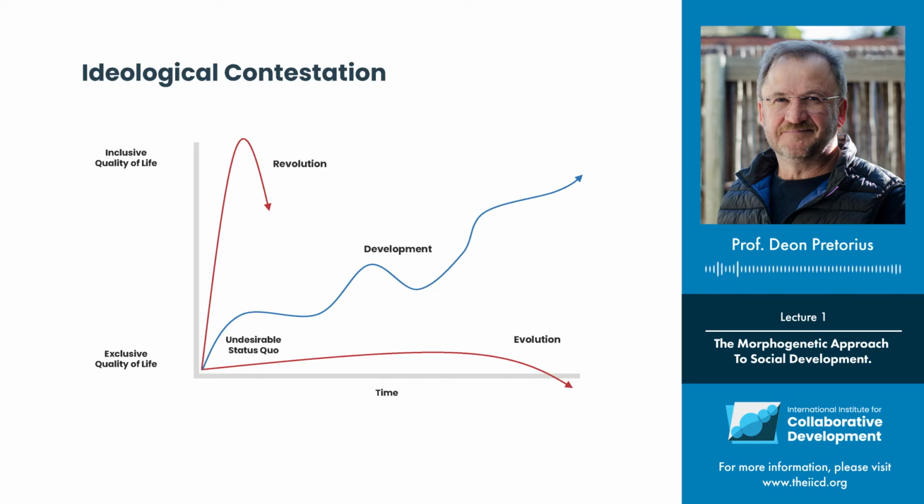The one is a revolutionary option, which occurs very rapidly in time and very rapidly moves from exclusive to inclusive quality of life. But because of the speed at which this process takes place, certain important institutional and systemic developments do not get enough time to occur, and that rapid improvement typically results in a very rapid decline. So the first option of a revolutionary approach to solving this structural inequality problem is not a desirable one.